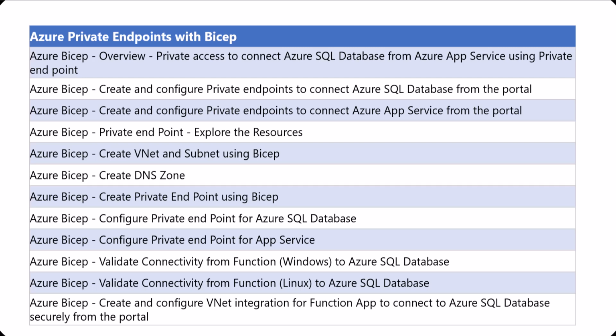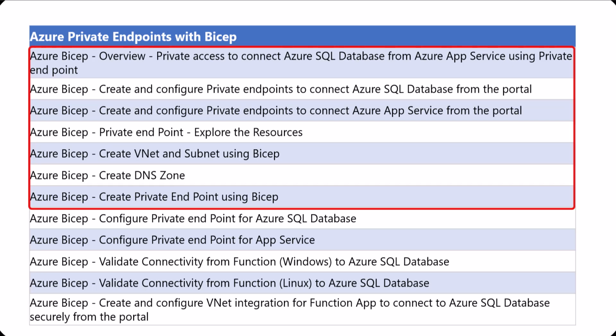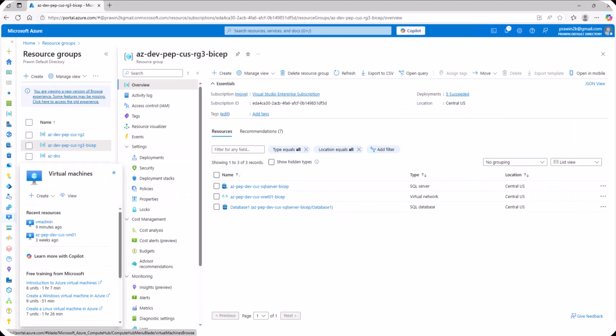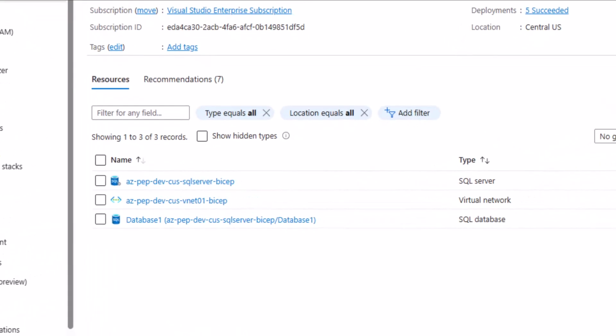So far, we have completed around 7 videos on Azure Private Endpoint series. Today, we are going to work on the 8th video, which is Configure Private Endpoints for Azure SQL Server. Let's get started. In order to create private endpoints on SQL Server, obviously first we need to have a SQL Server and optionally a database as well.